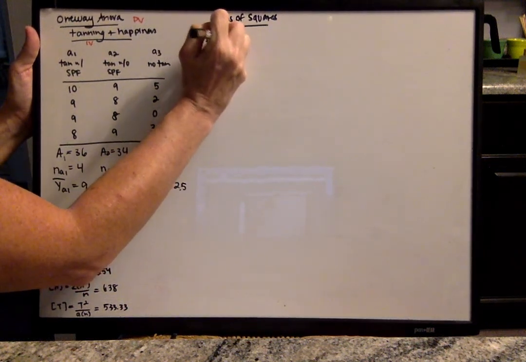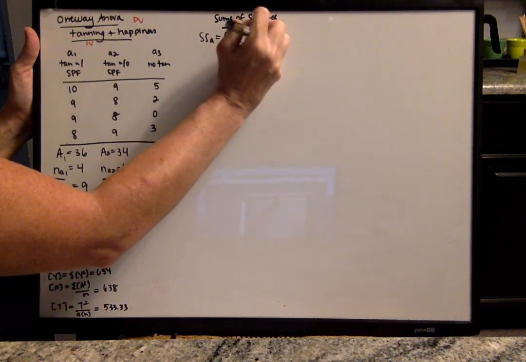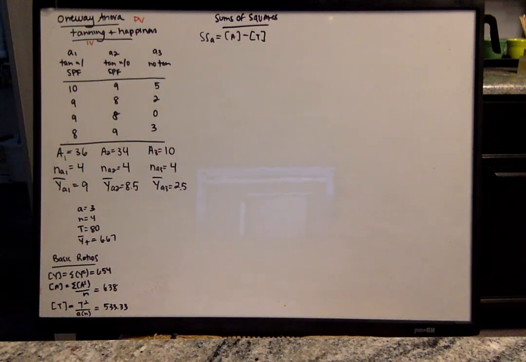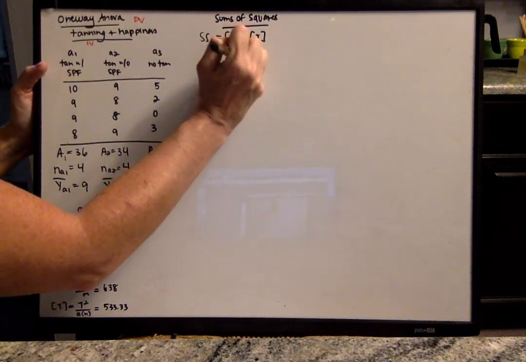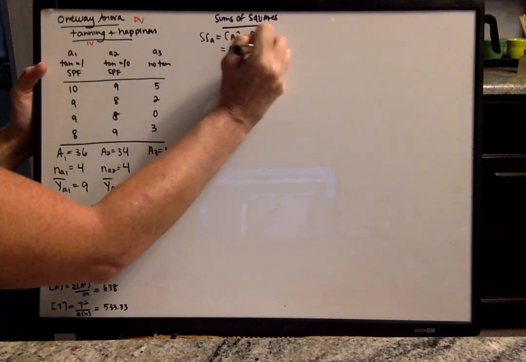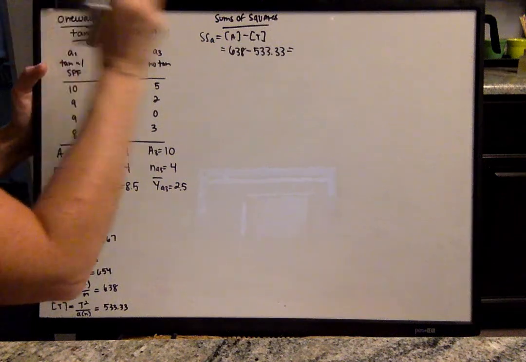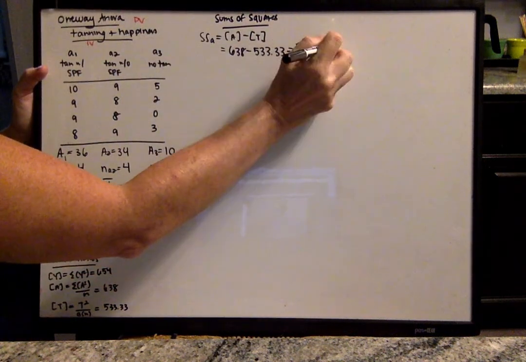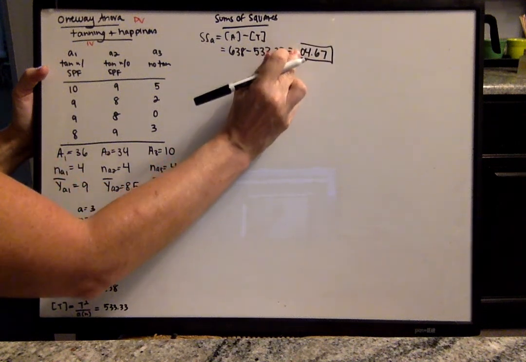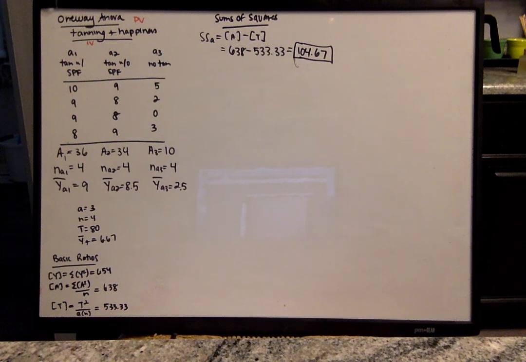Our first sum of squares is our sum of squares A, and the formula for this is basically the basic ratio for A minus the basic ratio for T. All right, so we've got 638 minus 533.33, and this equals 104.67.